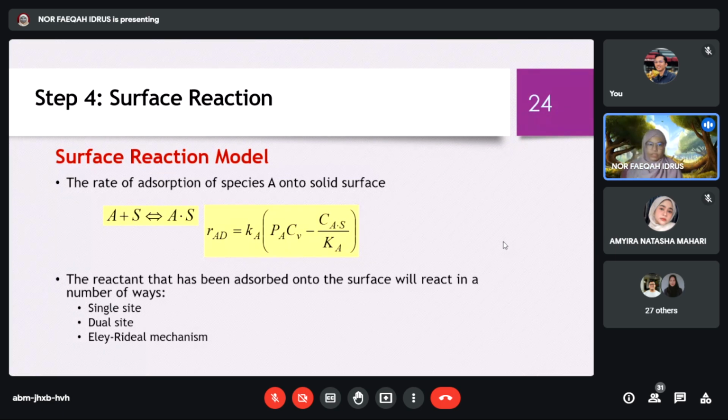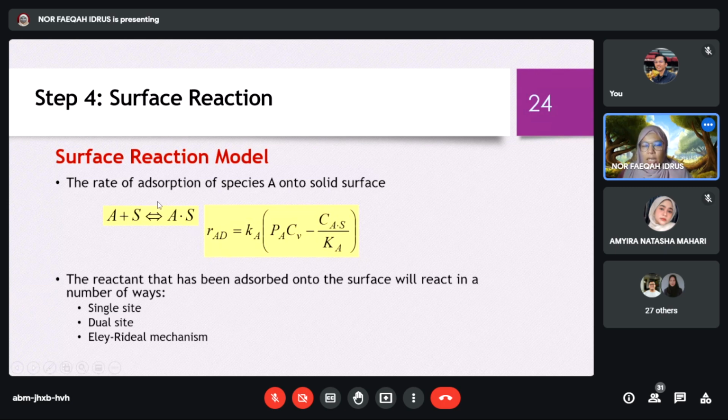Okay, so we continue with the surface reaction. Okay, for the surface reaction model, it will involve two mechanisms. So that's why I wrote earlier the Langmuir-Hinshelwood mechanism and the Eley-Rideal mechanism. Okay, the Eley-Rideal mechanism is different from Langmuir-Hinshelwood. Okay, surface reaction model. Okay, we start again. We look at the adsorption step because the surface reaction mechanism depends on how the adsorption occurs.